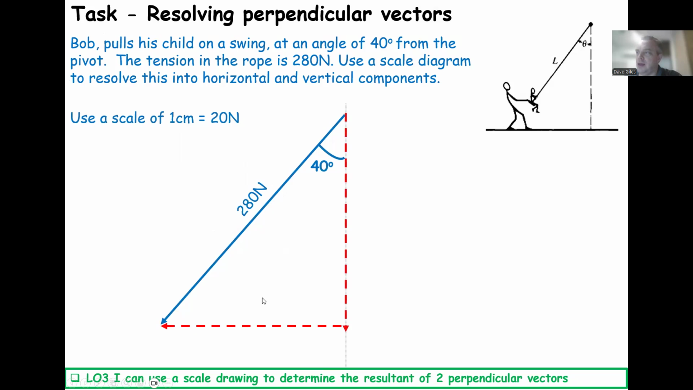This line here, your horizontal component, should be about 9 centimeters, so 180 newtons. Something like this again, probably somewhere between 175 and 185 is acceptable. This line here is 10.7 centimeters, 214 newtons. So again, somewhere between 200 and 220 would probably be acceptable for this question here. So for that answer there.